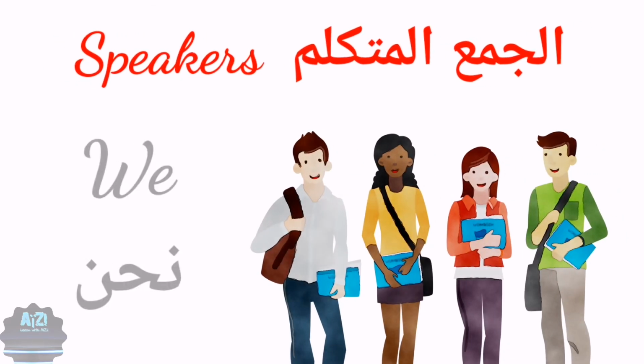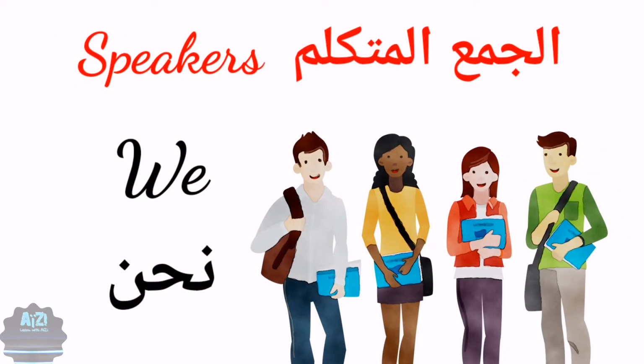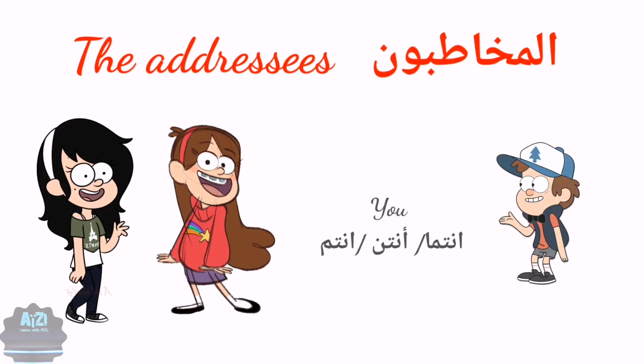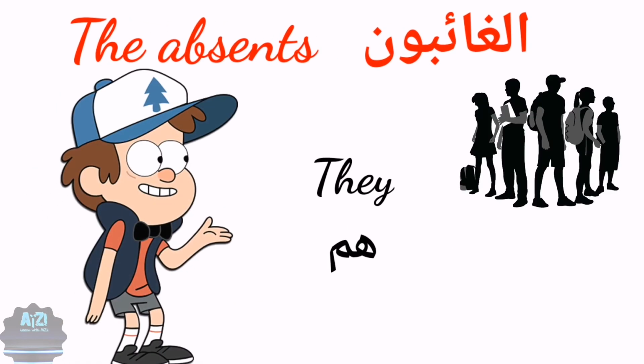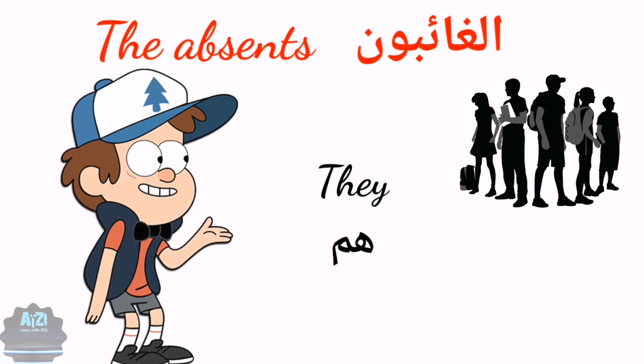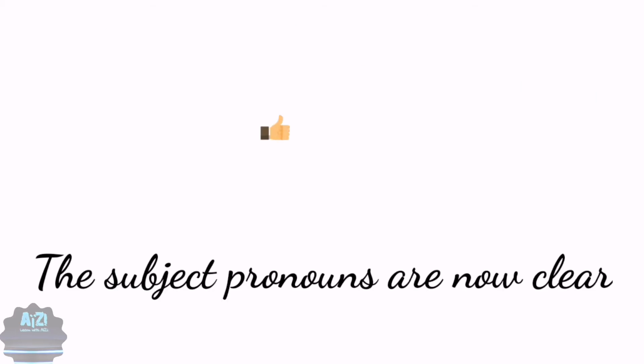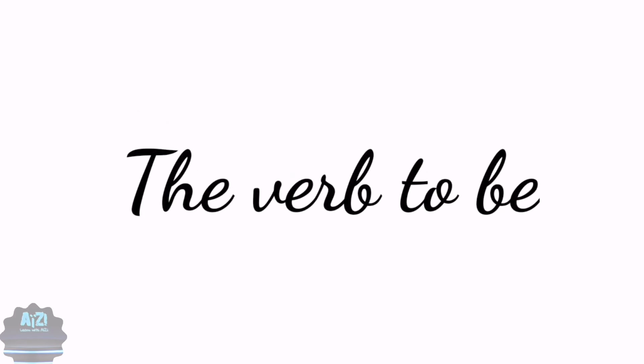We is for the group of speakers. When we speak together, we. You can be used to talk to one person or to a group of people. Now they is for the absent plural. It can be boys, girls, boys and girls, and even objects. They. Now that the pronouns are clear, let's move to the verb to be.